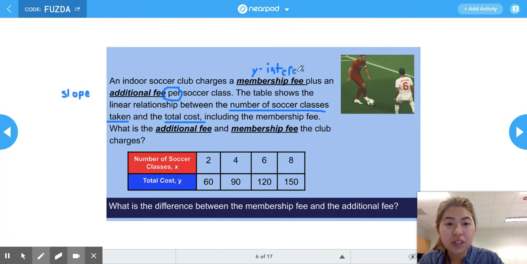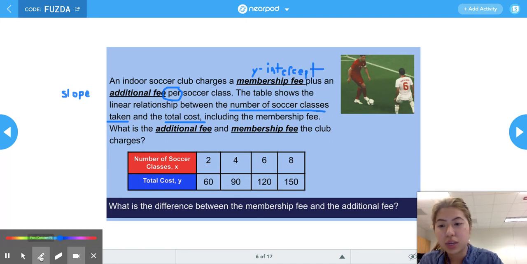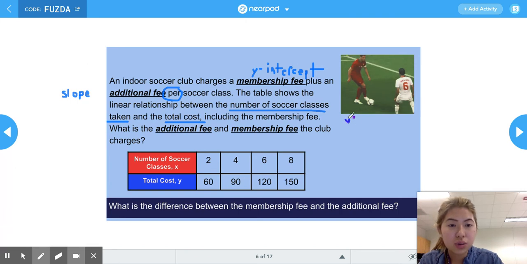And so our first step is we have to find out what our slope is. And to do that, we're going to have to use the equation y2 minus y1 over x2 minus x1. And then I'm going to label 2 points in this table, x1, y1, x2, y2. So if I'm using 2, 60, 2 is going to be my x1, 60 is going to be my y1. If I'm using 4, 90, 4 is going to be my x2, 90 is going to be my y2.